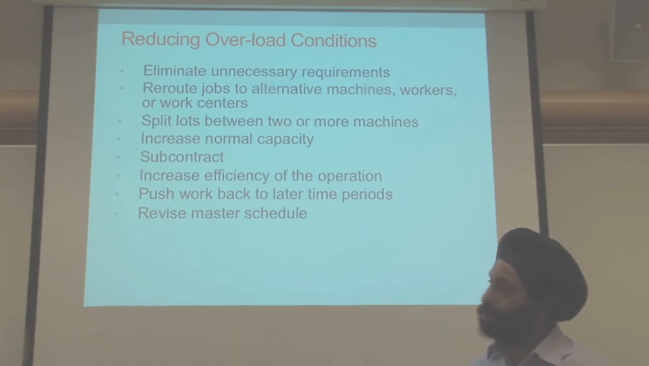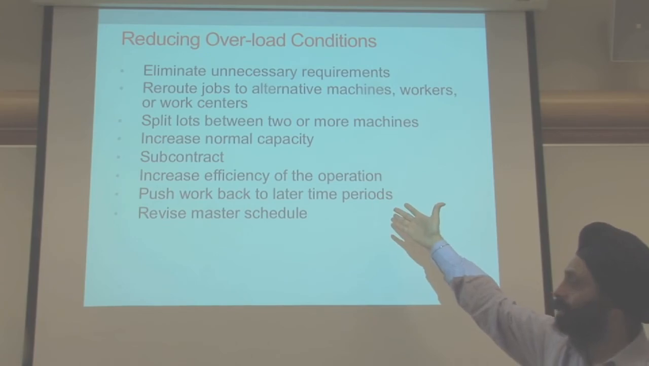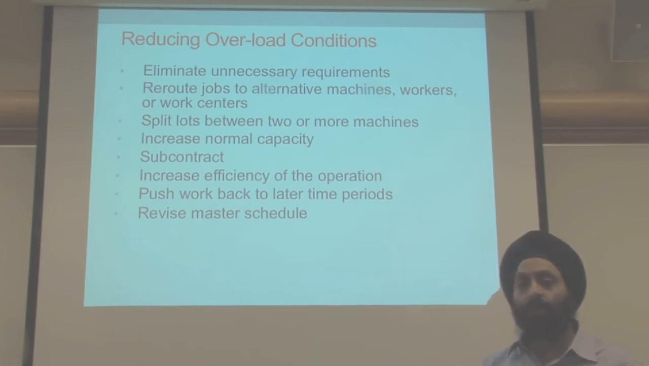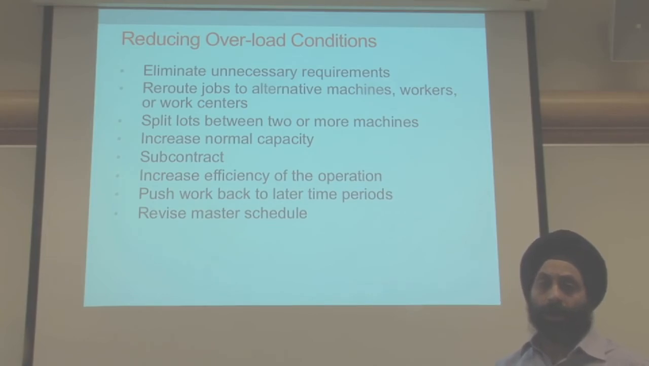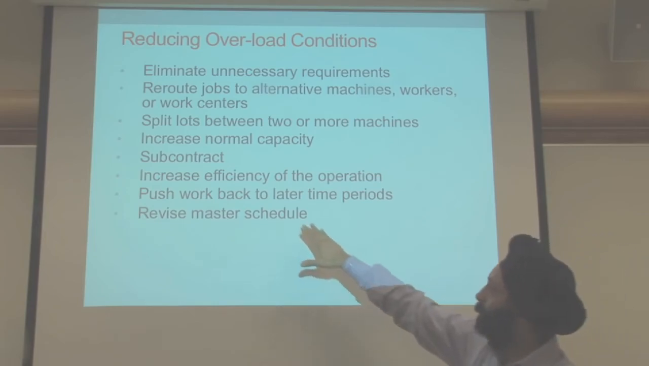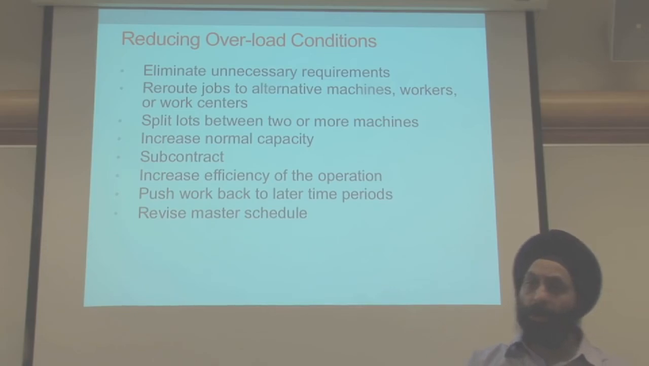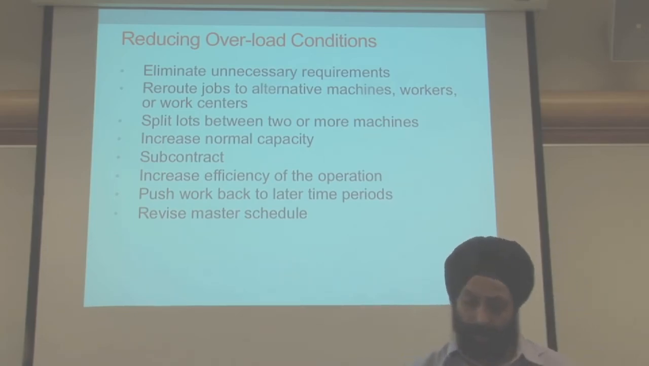Subcontract the additional work, increase efficiency of operation, maybe use a more seasoned worker who can produce more with fewer quality defects compared to a rookie, who is actually producing lesser yield. Push work back to later time periods, back ordering, if you will, and revise master schedule accordingly.